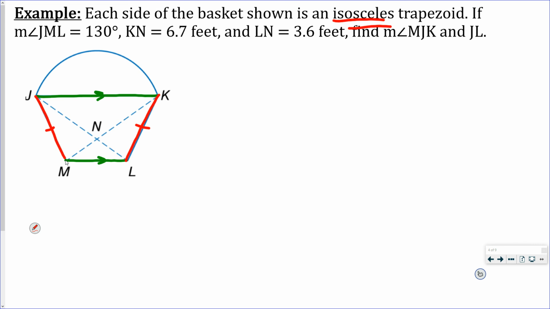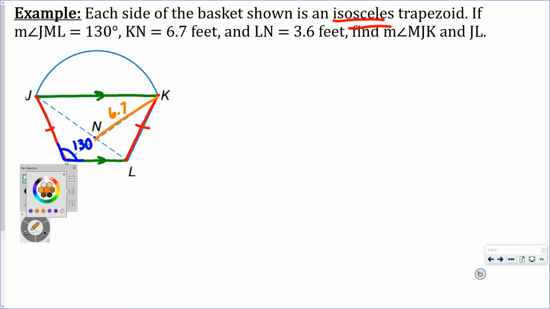All right, here's what they've given to us. Angle JML is 130 degrees, so this angle right here is 130 degrees. KN is 6.7 feet, and LN is 3.6 feet. Find the measure of angle MJK and JL. All right, I'll just start with this one, MJK.